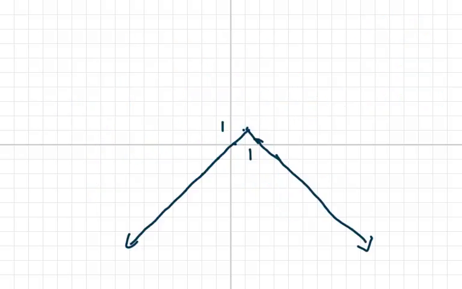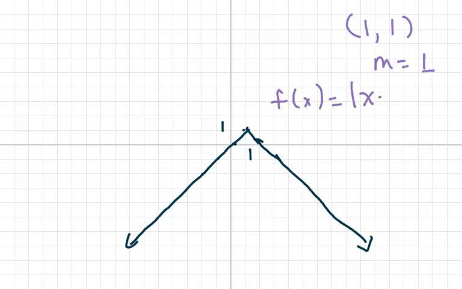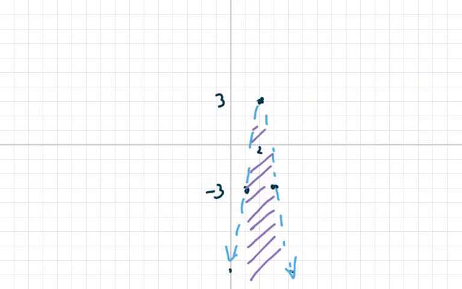Okay, the next one. My vertex is 1, 1. My slope is 1 as well. So we're just going to write f of x equals absolute value of x minus 1 plus 1. The 1, there's your slope that goes there, but you don't write that down because it's redundant. All right, and I think this is the next one.